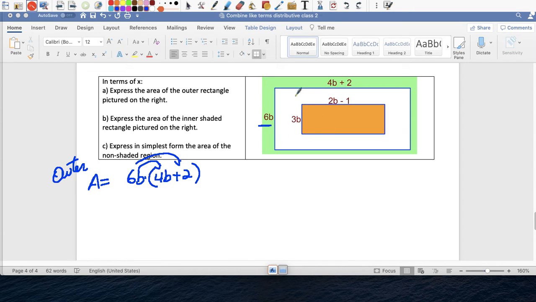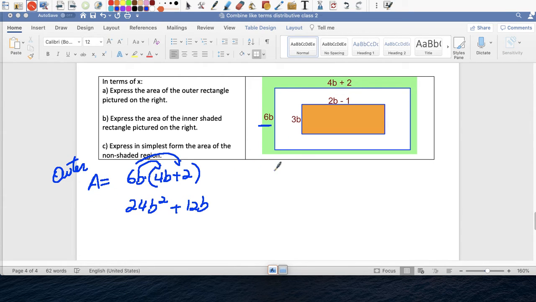So the big rectangle is going to be 6 times 4 is 24, and b times b is b squared. Then 6b times 2 is just 12b. So that's the area expressed, right, of the outer rectangle.